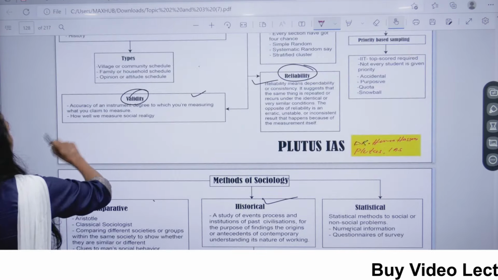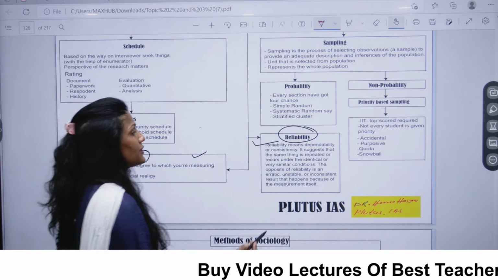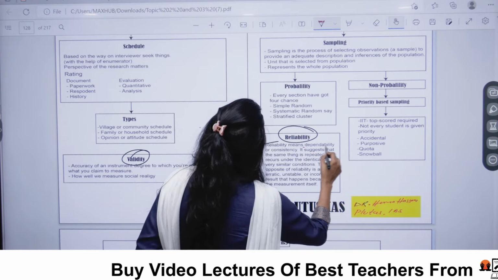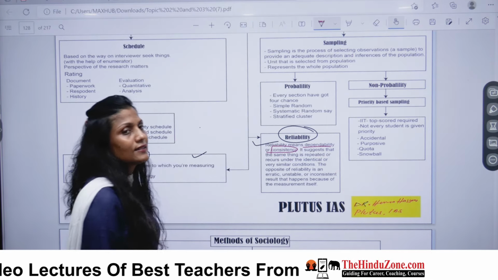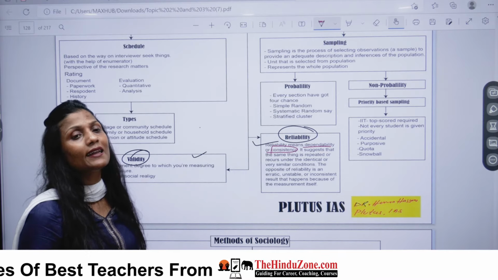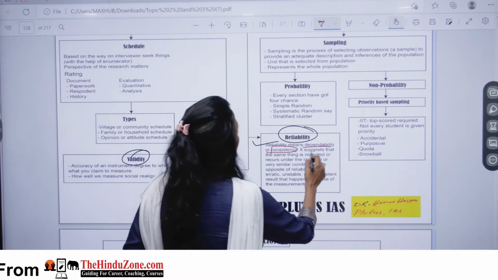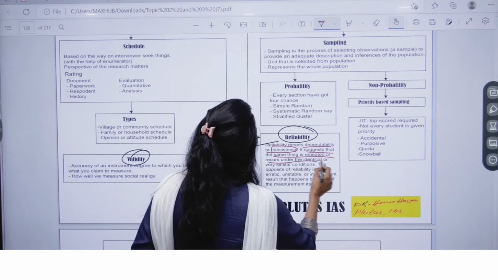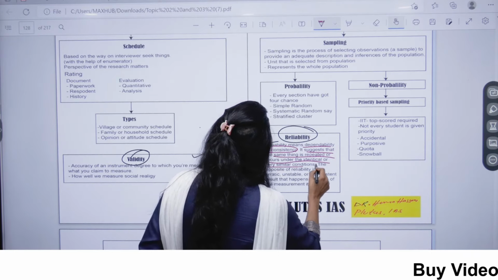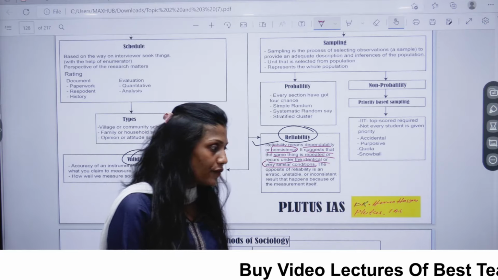Reliability means dependability or consistency: how consistent your findings can be. It suggests that the same thing is repeated or reoccurs under identical or very similar conditions. Okay, do you understand, Saurabh, now?